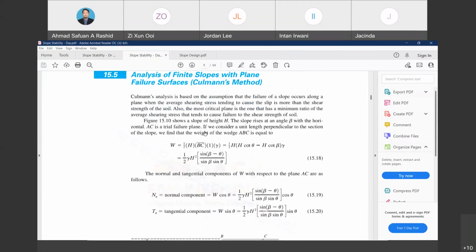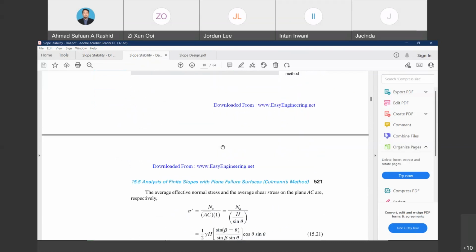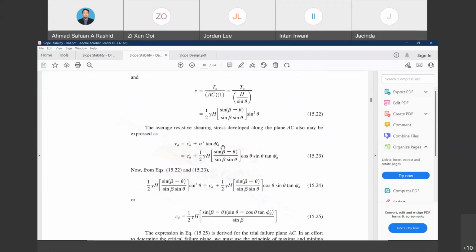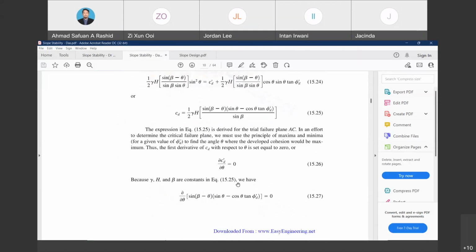So this is the explanation, I guess similar to what we discussed with Dr. Noli. This is the explanation to determine the theta value where the developed coefficient would be maximum. However, this is a very mathematical equation.